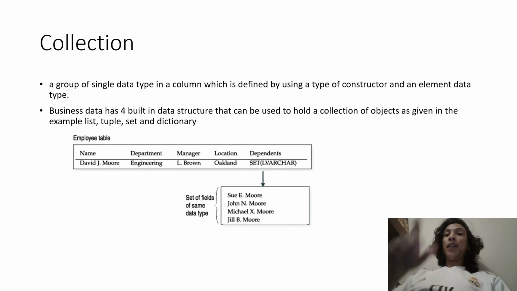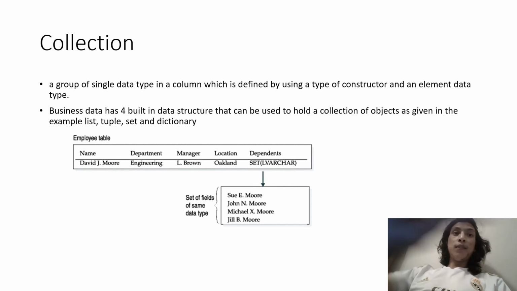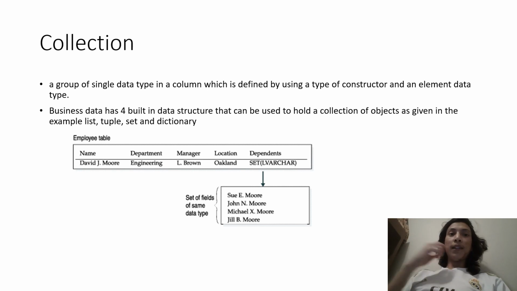While talking about the collection data type, it is a group of a single data type in a column, defined by using a type constructor or an element data type. In business, it has four built-in data structures. Those are lists, tuples, sets, and dictionaries.